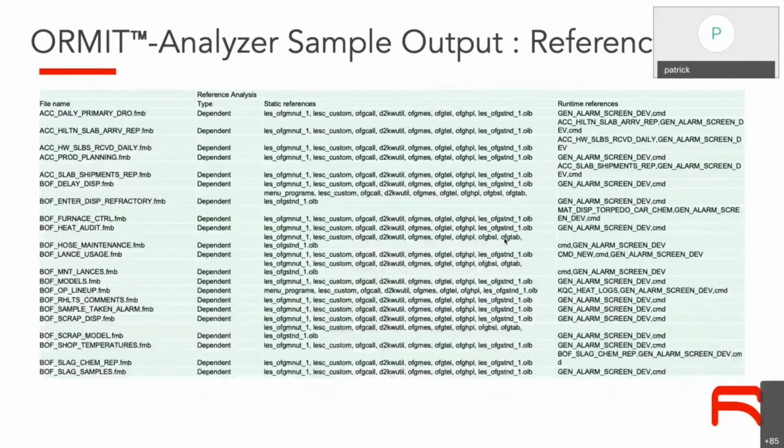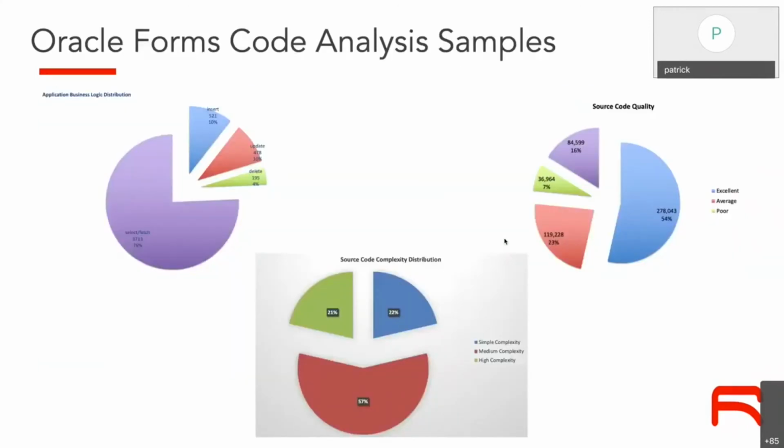And here's another example, a reference analysis. Whether it's a static reference or a runtime reference, we know before you start any project which object is dependent on which other objects. And there's a bunch of other information here. I'm just giving you a few samples. The typical report that you get from this type of activity sometimes goes up to 100 pages.